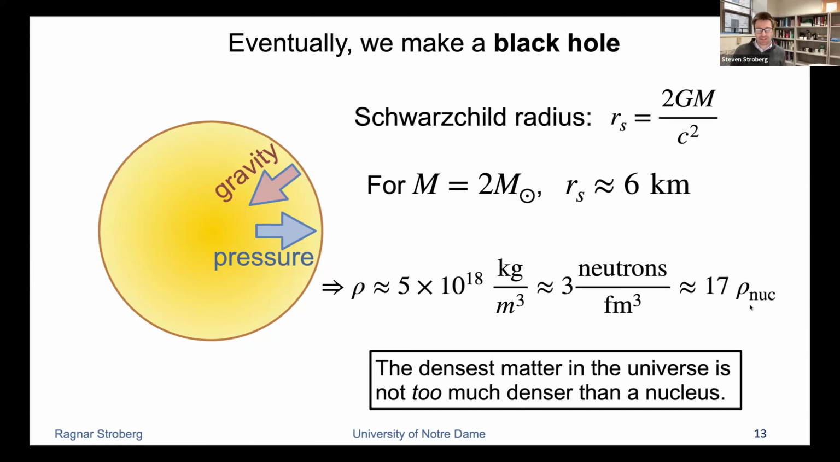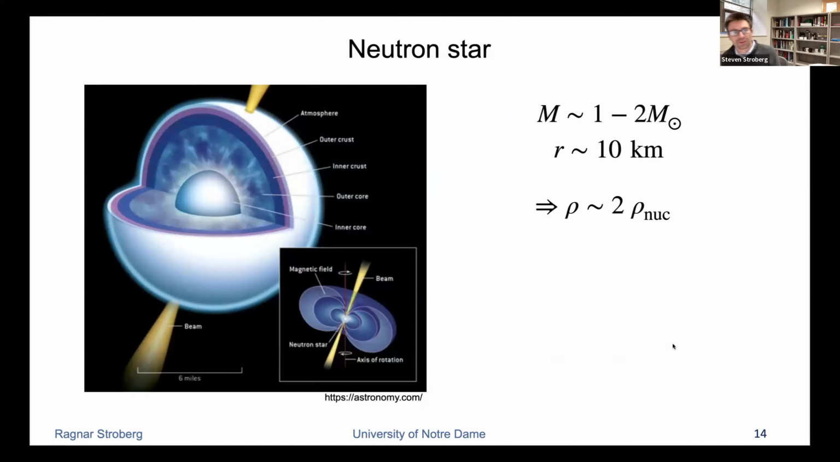So basically, if you think about the densest matter we can make in the universe, it's not too much denser than a nucleus. And if we actually go ahead and find a place where this will happen, what we're really looking at is a neutron star, which is going to be the densest thing that is not a black hole that we can observe in the universe. And these tend to be about 1 to 2 solar masses. If they get heavier, then they tend to collapse into a black hole.